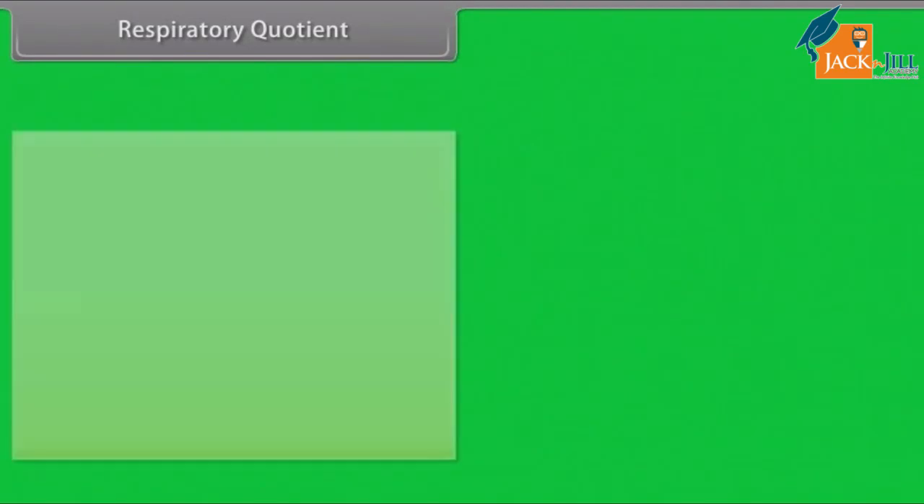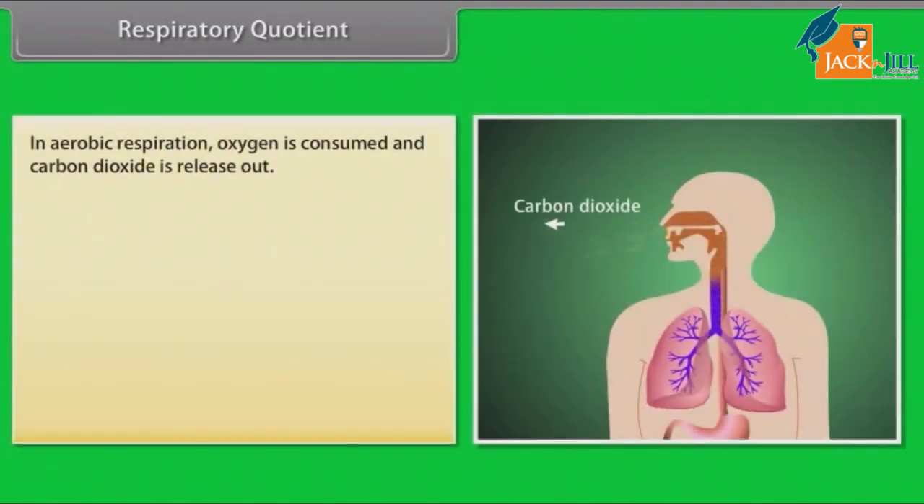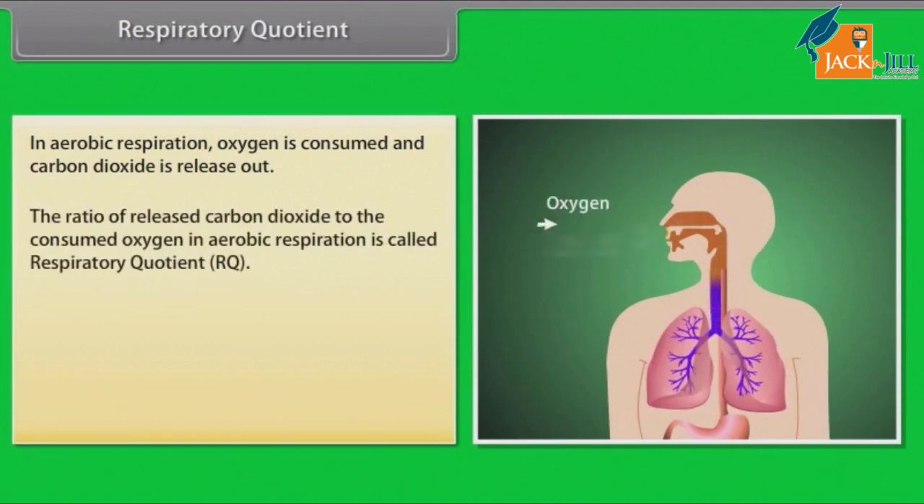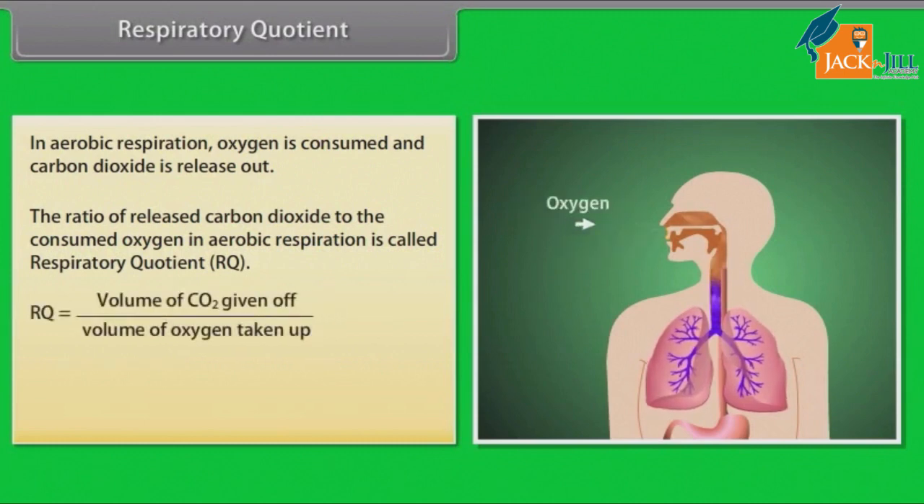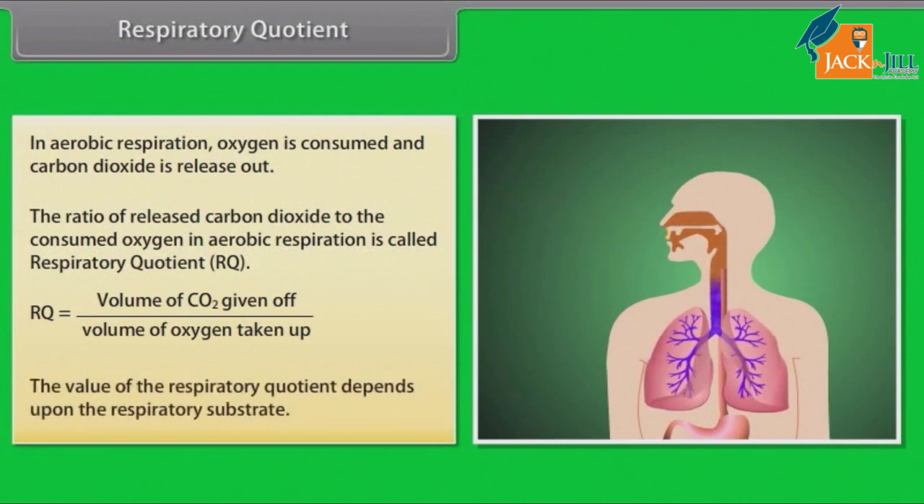Respiratory quotient. In aerobic respiration, oxygen is consumed and carbon dioxide is released. The ratio of released carbon dioxide to the consumed oxygen in aerobic respiration is called the respiratory quotient. RQ is equal to the volume of CO2 given off upon the volume of oxygen taken up. The value of the respiratory quotient depends upon the respiratory substrate.